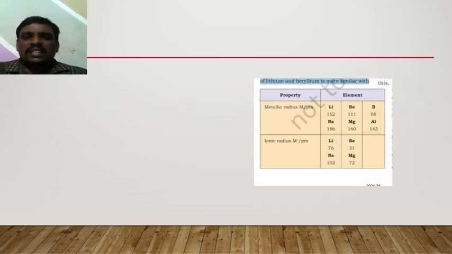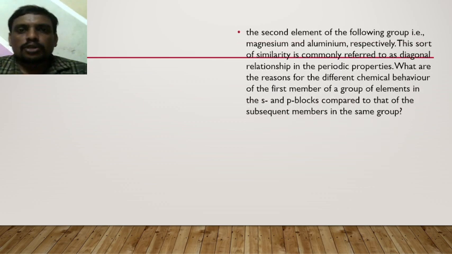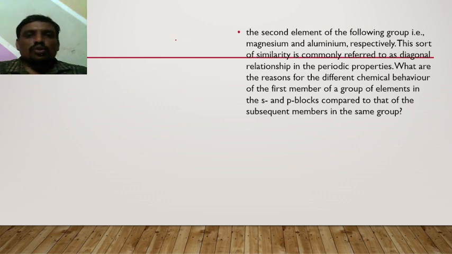Metallic radius in pm: you can see here for lithium, beryllium, boron. For sodium 186, magnesium 160, aluminum 143. Ionic radius in pm: for lithium 76 pm, and so on, as given. Finally, the similarity between the second element of the following groups, magnesium and aluminum respectively, is referred to as the diagonal relationship in the periodic properties.